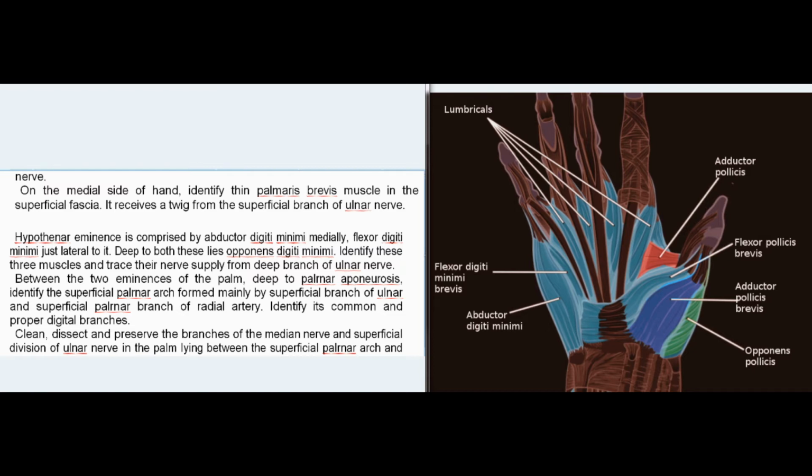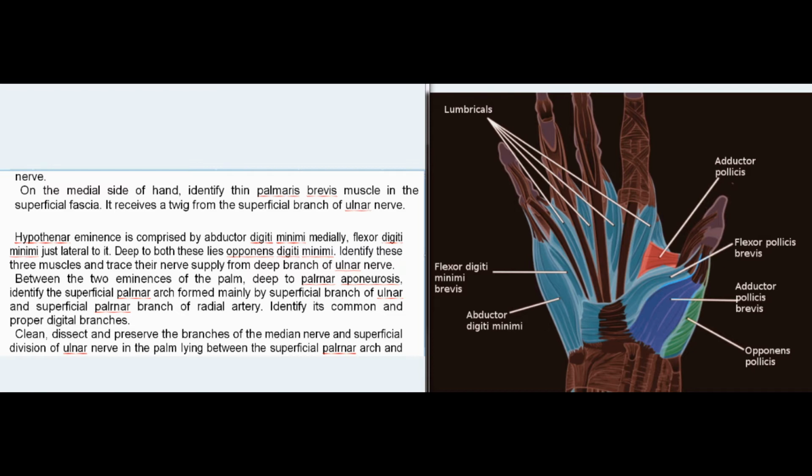Hypothenar eminence is comprised by abductor digiti minimi medially, flexor digiti minimi just lateral to it. Deep to both these lies opponens digiti minimi. Identify these 3 muscles and trace their nerve supply from deep branch of ulnar nerve. Between the 2 eminences of the palm, deep to palmar aponeurosis, identify the superficial palmar arch formed mainly by superficial branch of ulnar and superficial palmar branch of radial artery. Identify its common and proper digital branches.